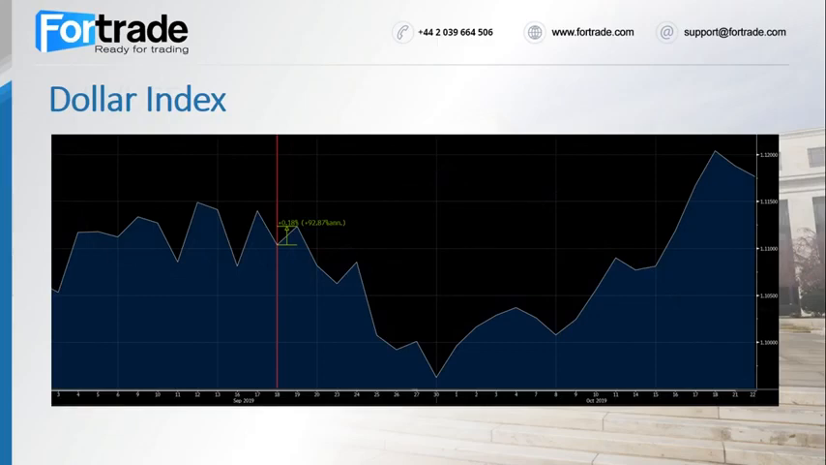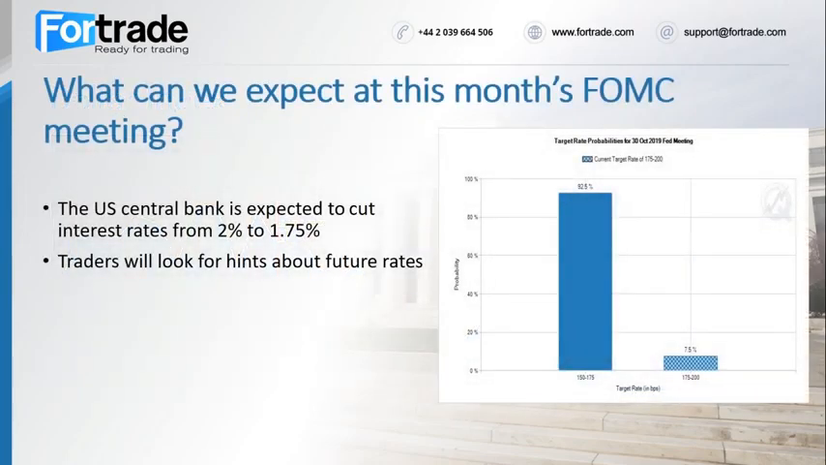We can see how the dollar index, which measures the currency against a basket of other currencies, was impacted. Upon the announcement, the dollar dropped and the currency moved slightly higher by 0.18%. Since then, Governor Powell has stated that although the economy faces risks, the Fed is ready to act. So what can we expect at this meeting?